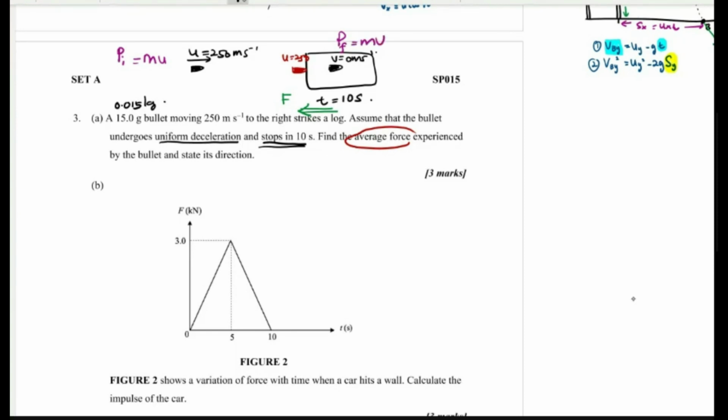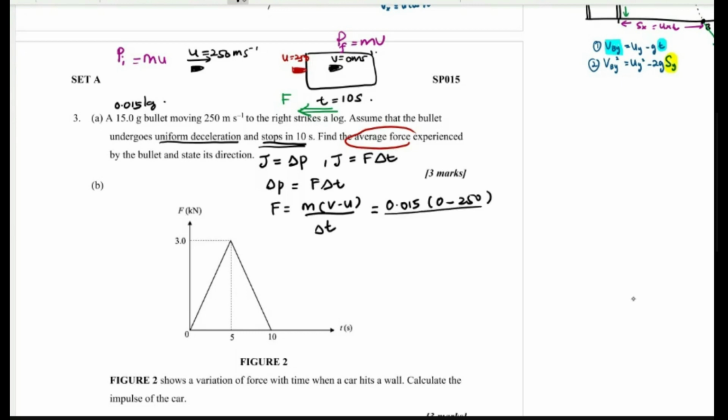And then we have the final momentum. So we can relate it with impulse. For this question, J is equal to delta P, change of momentum. But J is also equal to F delta T. So force, delta P is equal to F delta T. So F is equal to (mv minus mu) over time. Okay, put in the values: m is 0.015, v is 0 minus 250, and the time taken is 10.